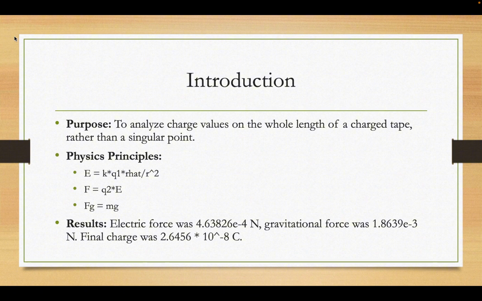Our electric force is equal to Q2 times the electric field, and our gravitational force is equal to mg. Previewing the results, when we just plugged in our information for the code, we got that the electric force was 4.6 times 10 to the negative 4th newtons. Our gravitational force was 1.86 times 10 to the negative 3rd newtons. But when we were trying to find what charge would make these two values equal to make the sum of the forces 0, we found that the charge on each tape was 2.6 times 10 to the negative 8 coulombs.